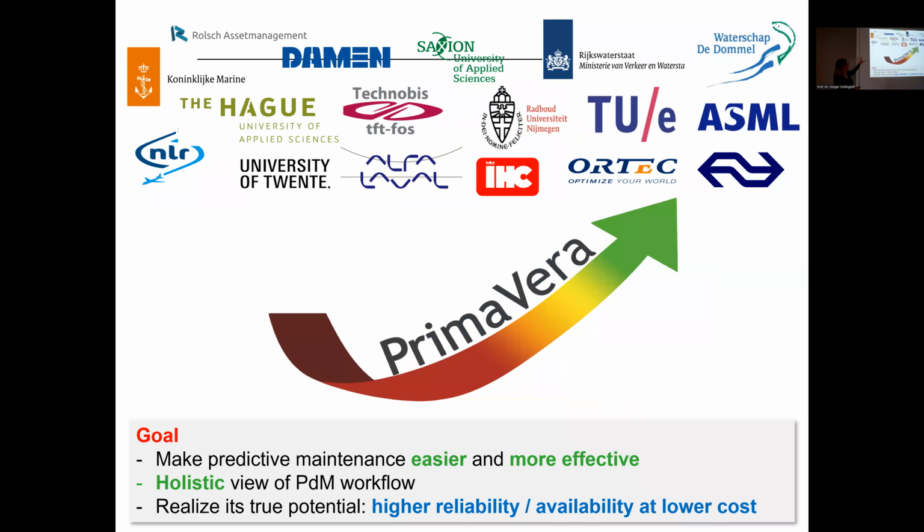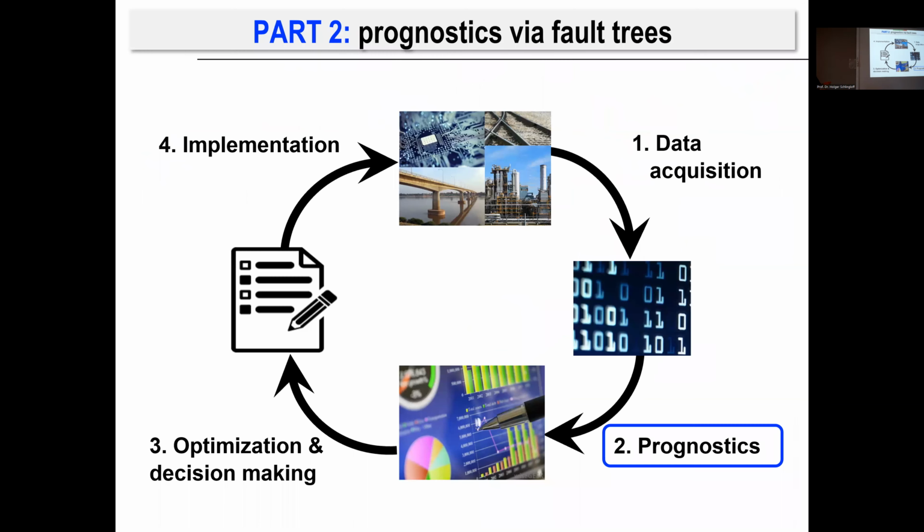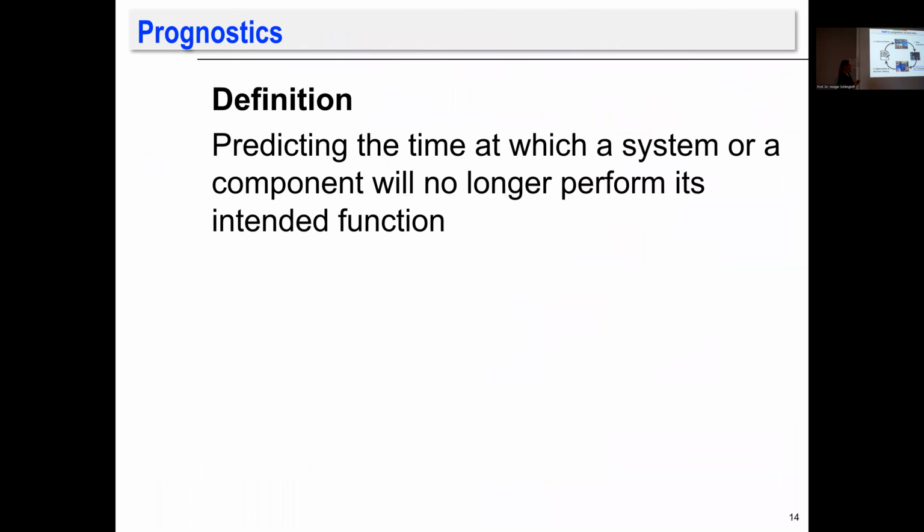Anyways, one of the things I'm working on is a large project called PrimaVera, and our goal is to make predictive maintenance easier and also more effective by having a more holistic view of this whole cycle. And hopefully we can help realize the true potential, higher reliability and availability at lower cost. Anyway, let's now look at some of the specifics, and especially concerning prognostics.